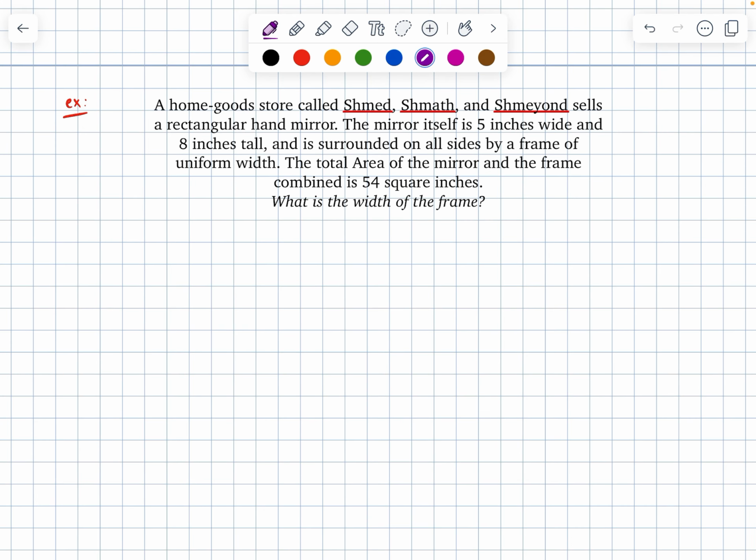A home goods store called Schmed, Schmath, and Schmiond sells a rectangular hand mirror. The mirror itself is 5 inches wide and 8 inches tall and is surrounded on all sides by a frame of uniform width. The total area of the mirror and the frame combined is 54 square inches. I want to know the width of the frame.